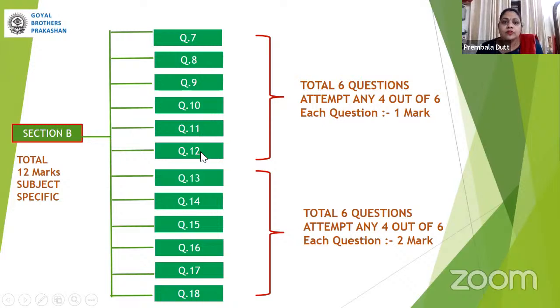Amongst these questions, they have to appear only and only for any 4 questions. So they are having the option, the choice is given. So prepare your student to appear like that only.